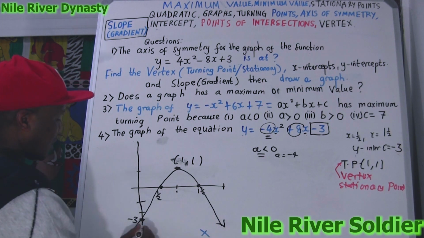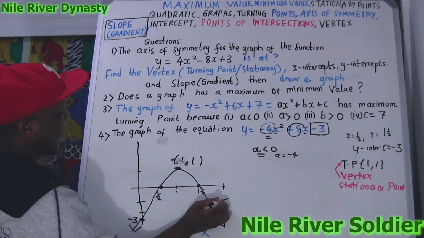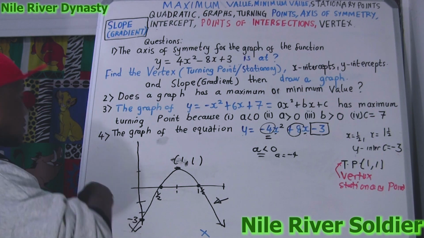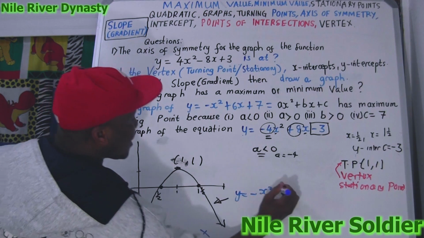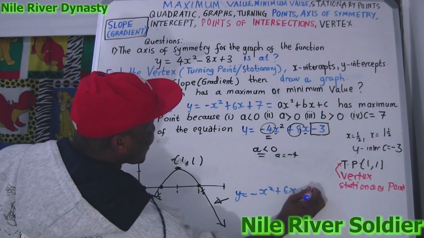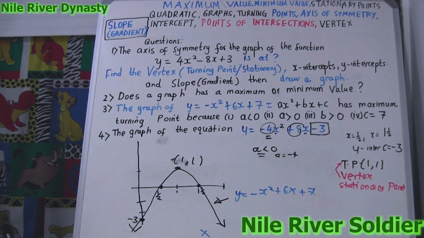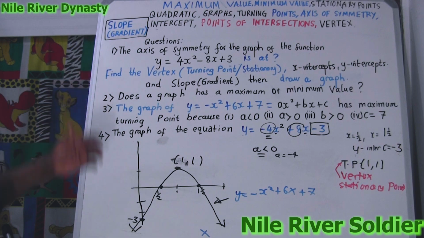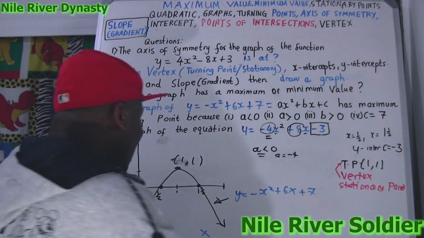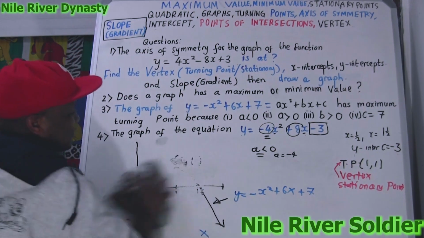Now we've got it. When you finish, make sure you label that this is the graph of the equation y equals -x squared plus 6x plus 7. You're done with your equation, okay? We have the vertex, the turning point, or you can call it the stationary point. We're done. Let's go to question number 2. Here we go.